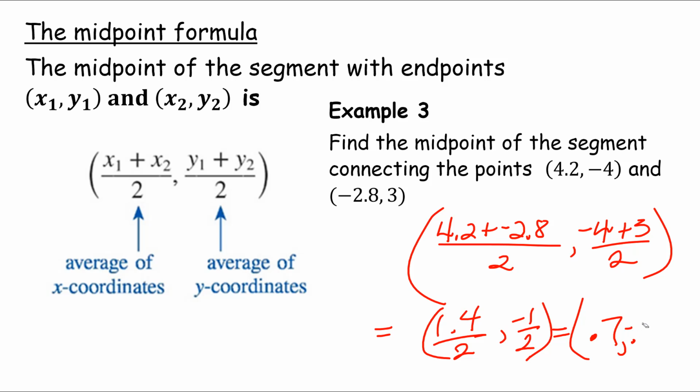And I'll just write it as a decimal since I wrote the first one as a decimal. And so that's going to be 0.7, -0.5 for the midpoint.